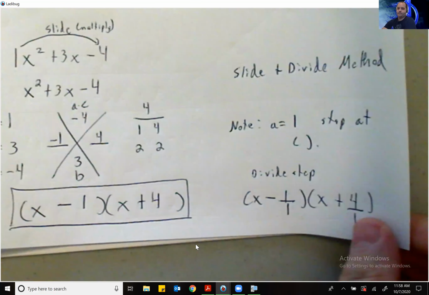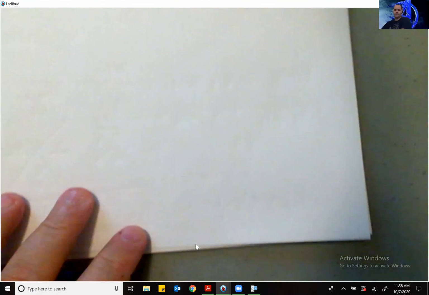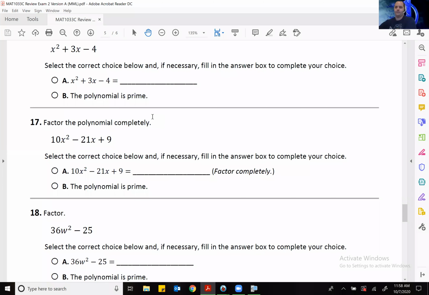So this is called slide and divide. Same answer. All right. I think we are at number 17. So we've got 10x squared minus 21x plus 9. So this time I'm going to do slide and divide first, and then I'll do the AC method. So that way you can actually see slide and divide in full effect.